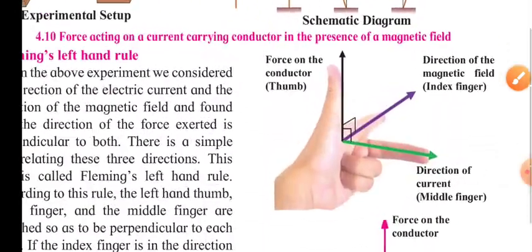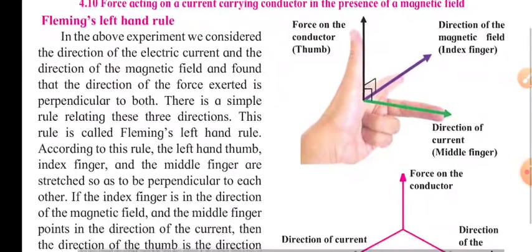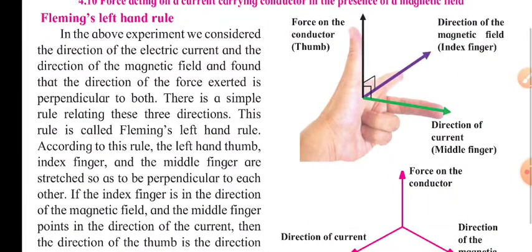Now how do we find the direction of this force? What will be the direction of the force when there is a conducting wire producing a magnetic field around itself? To understand that, we have Fleming's left hand rule.